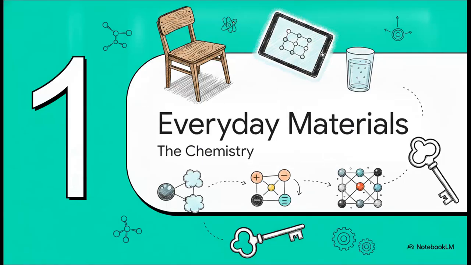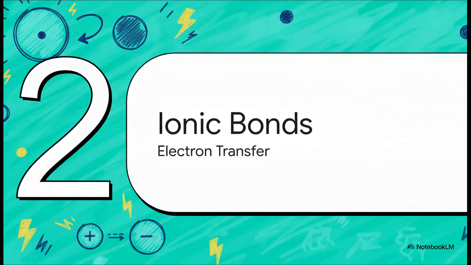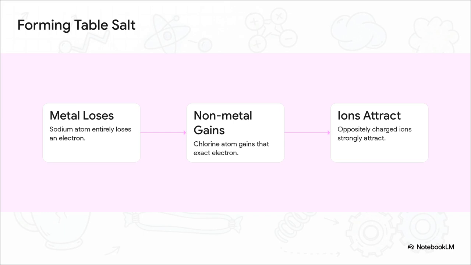Section 1. The chemistry of everyday materials. Section 2. Ionic bonds, electron transfer. All right, let's dive into this, starting with ionic bonds. The absolute keyword you need to lock into your memory here is transfer. We're talking about the complete handover of electrons from one atom to another.